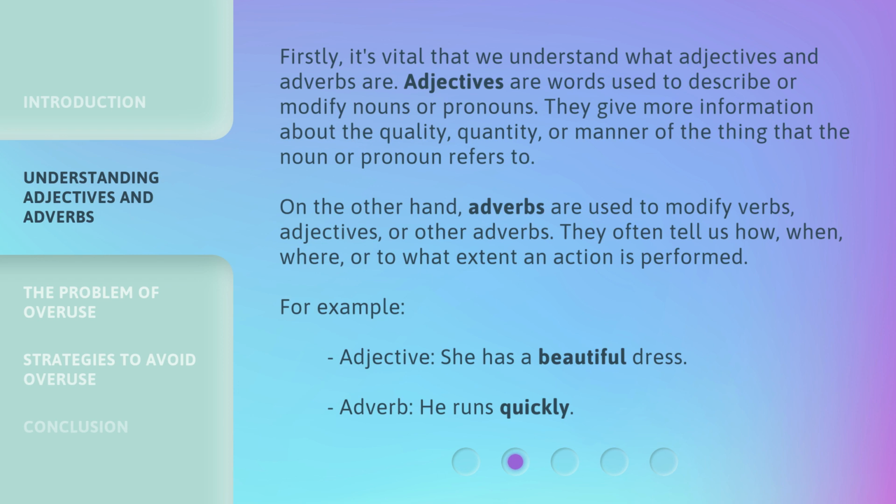For example, adjective: she has a beautiful dress. Adverb: he runs quickly.